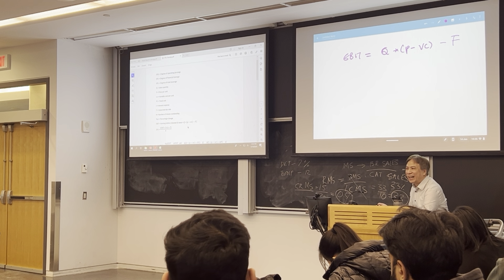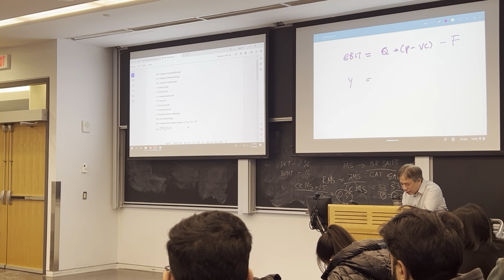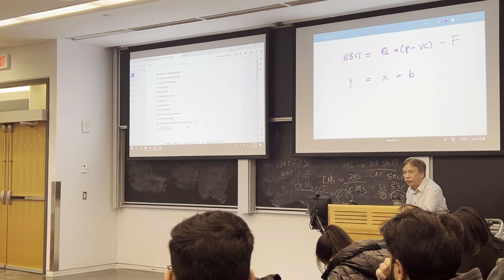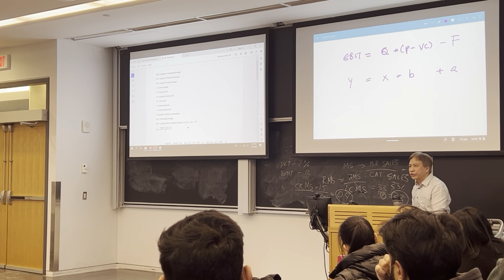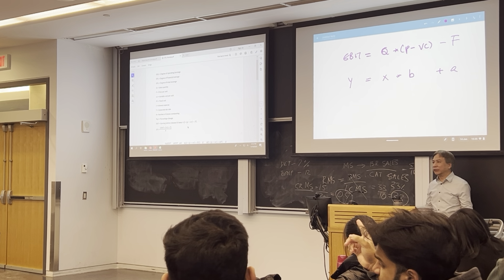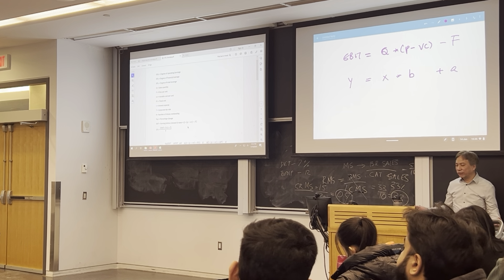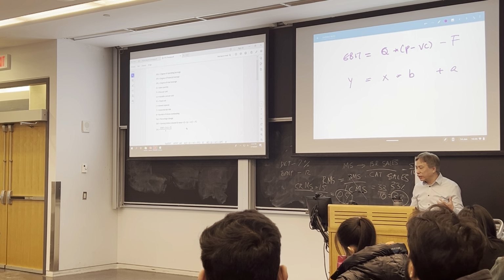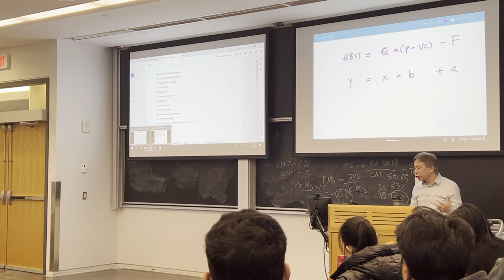Now this is a linear line. This is your Y, and this is your X variable, and this is your B coefficient, and this is your constant. But your constant is just negative in this case. Your constant is just negative F. Alright? So you can draw this on a diagram because it is a straight line.